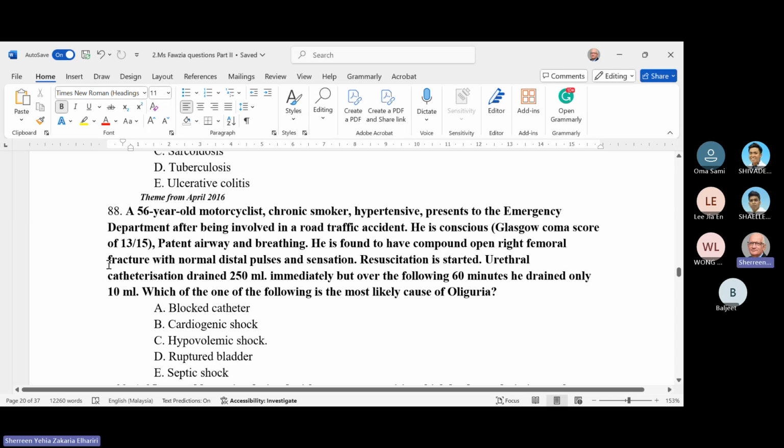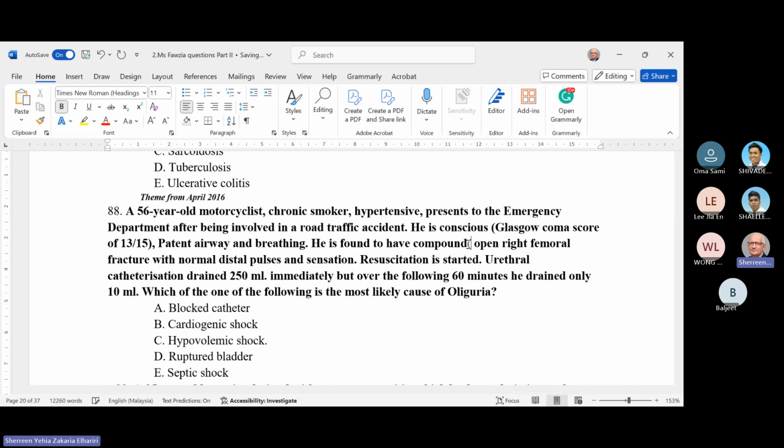Compound open right femoral fracture with normal distal pulsation and sensation. It is important to know that sensation matters, so you don't need to consult the vascular surgeon, because vascularity is very important in any leg injury. Resuscitation starts, and the urethral catheter drains 200 ml immediately, but over the next 60 minutes, 1 hour, he drains only 10 ml. What is the most likely cause of oliguria?